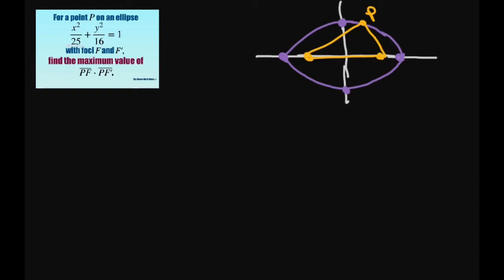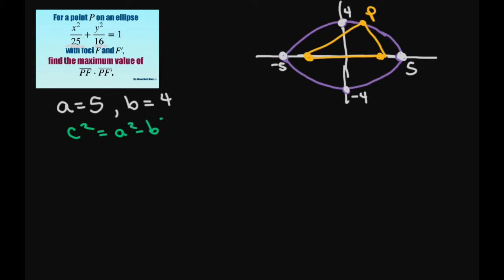Our bigger number is under the x, so you take your a, that's going to be equal to 5. So this is basically negative 5 here, and this point here is 5. And then for our y, that's your smaller number, so the square root of 16 is 4. So this point here is 4 on the y-axis. This is negative 4.